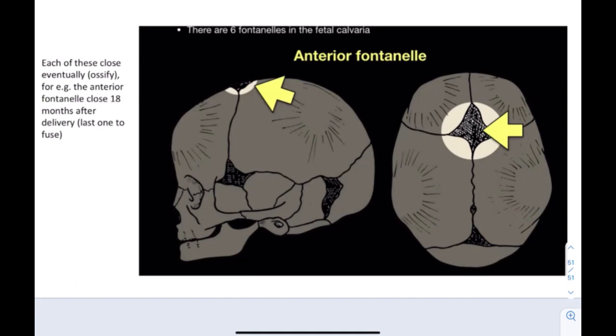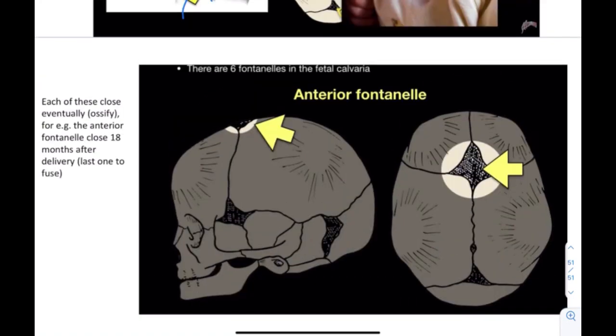So each of these fontanelles close eventually. That means they ossify, they become bone. For example, the anterior fontanelle, right here, this is the anterior fontanelle here and here. It closes 18 months after delivery, and it's the last one to fuse. And for example, you also have the posterior fontanelle, which closes earlier. It usually closes at birth or up to 2 months. And in total, there are 6 fontanelles.